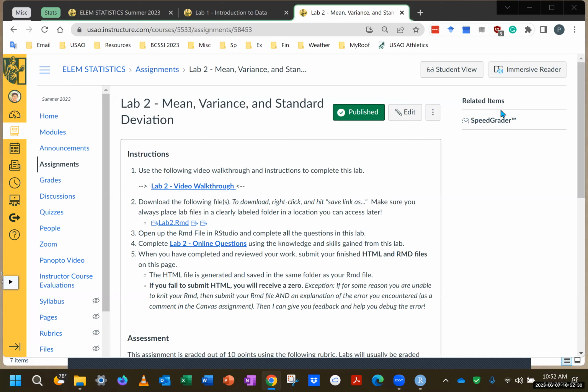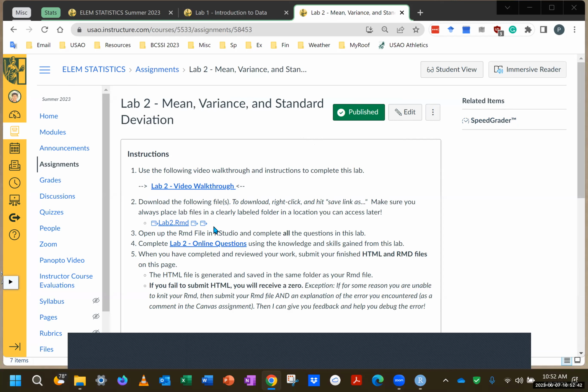I think you'll find this lab kind of fun and short, and we'll get through it gaining a really good understanding of mean, variance, and standard deviation. So let's get into it.